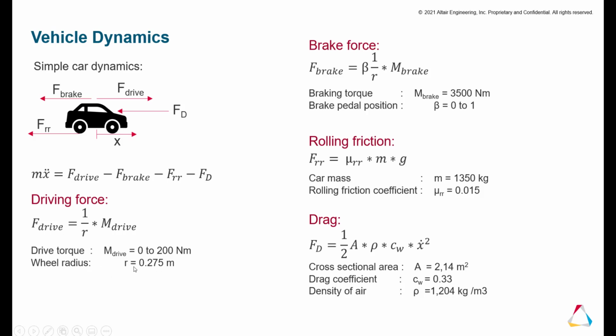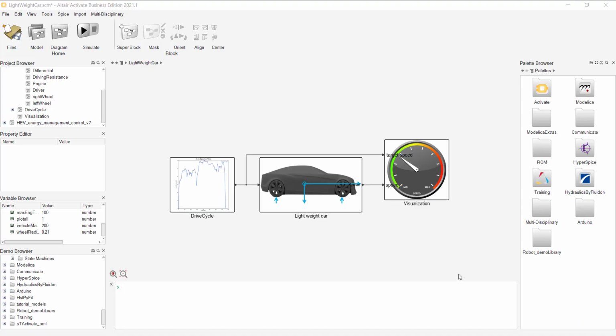And then we're taking into account the wheel radius, because the driving torque multiplied by the inverse of the wheel radius gives us our forward drive force. And then we break down the braking force, the rolling friction, and the drag force as well. But let's use these values and take a look at a system model that incorporates these. So here we are in Activate, the latest version, 2021.1.